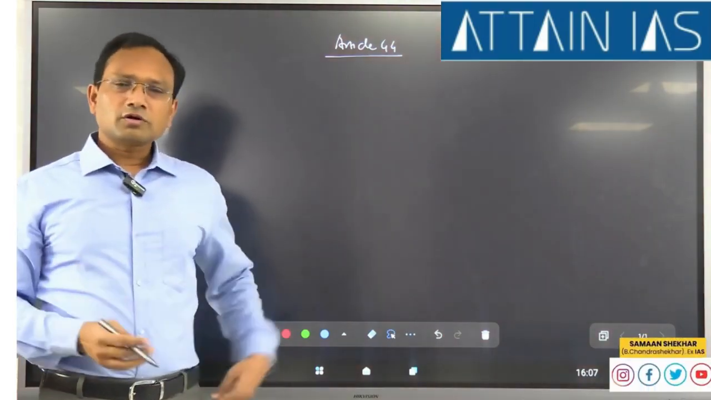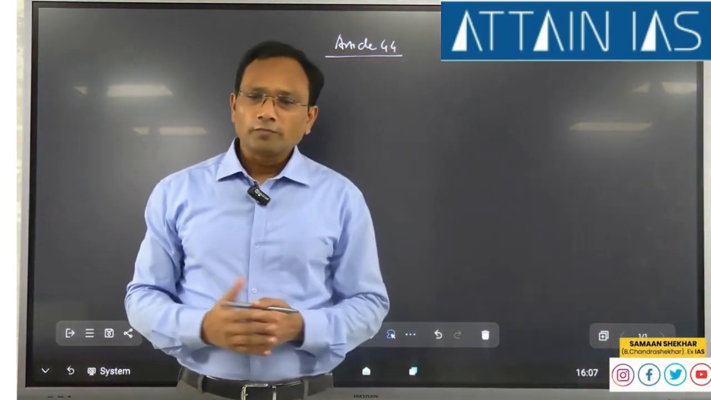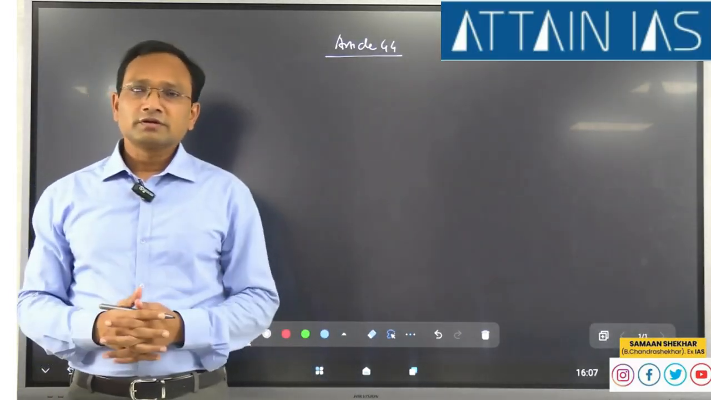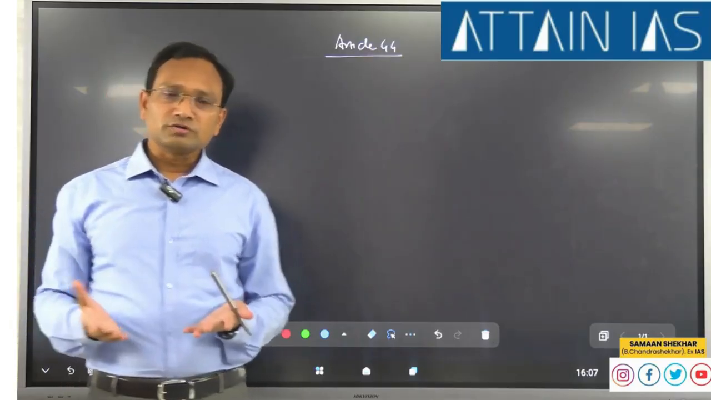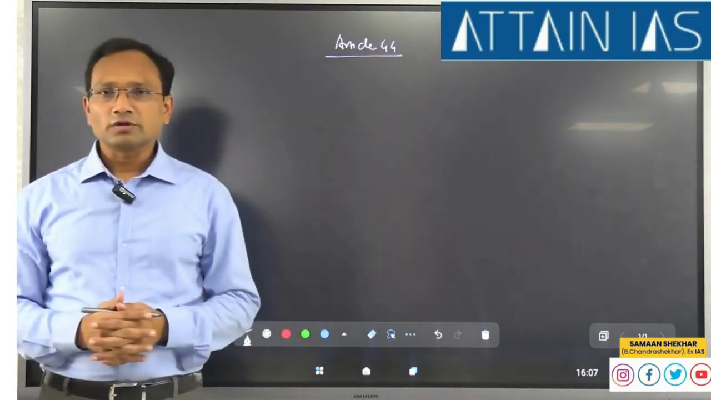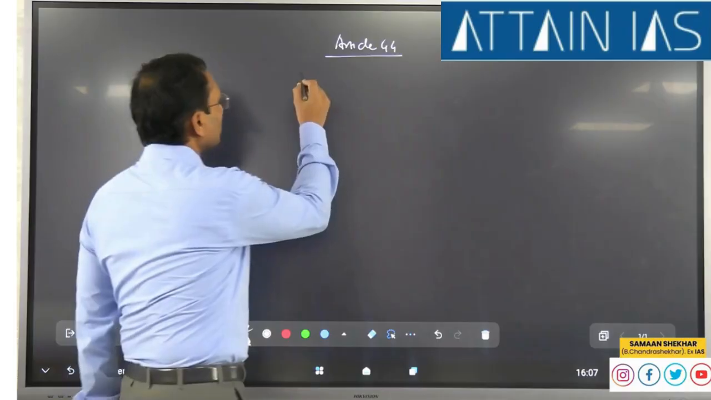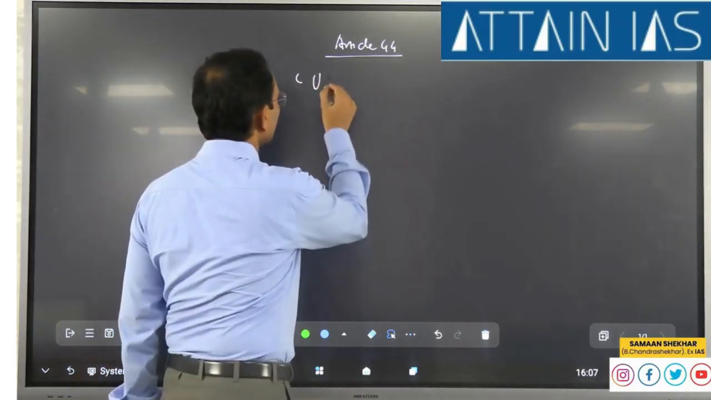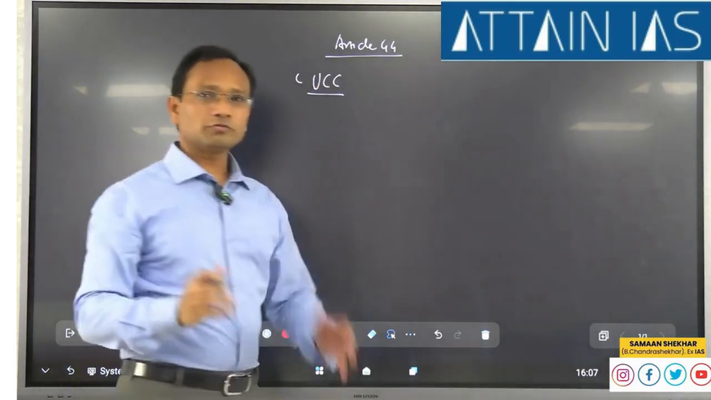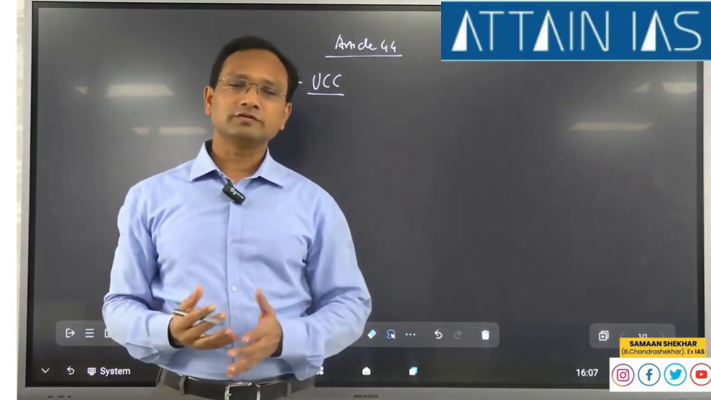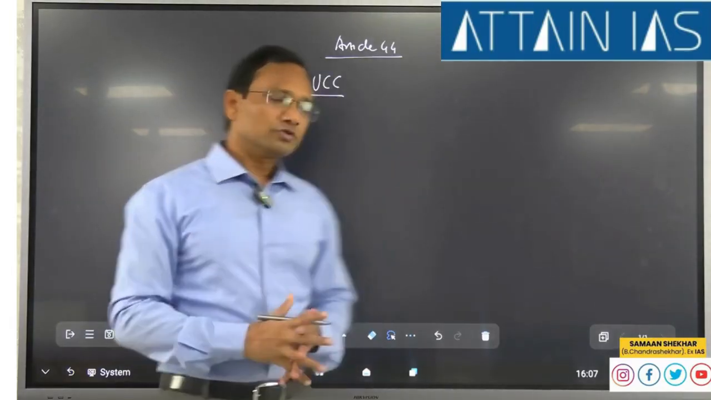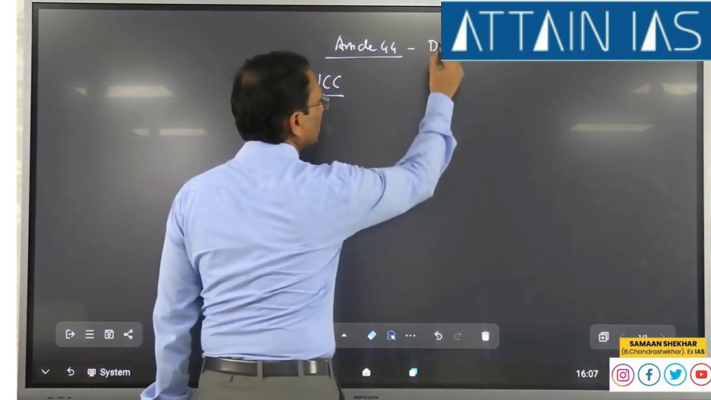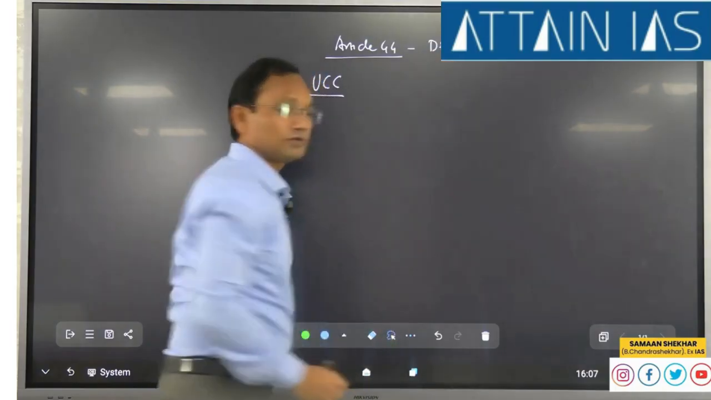So today we're going to talk about Article 44. Now this article becomes very relevant given the current condition and given the current situation, because this article talks about what is generally known as Uniform Civil Code, right? UCC, which we are hearing a lot these days about. Now, this provision is contained, as we know, in DPSPs, the Directive Principles of State Policy.